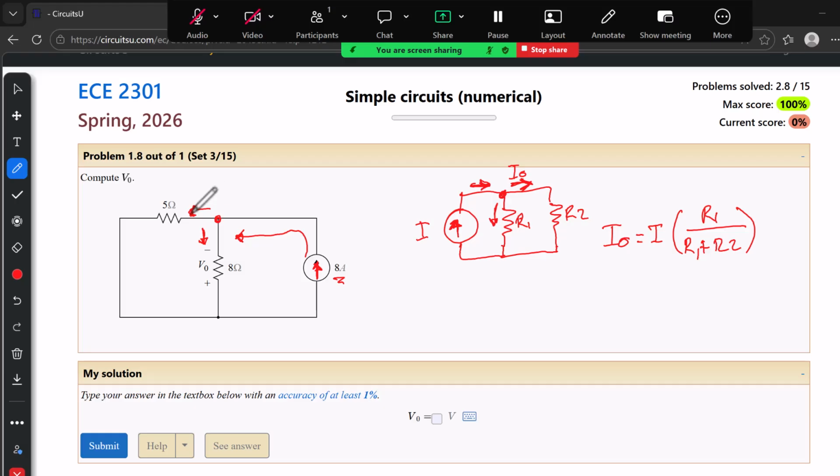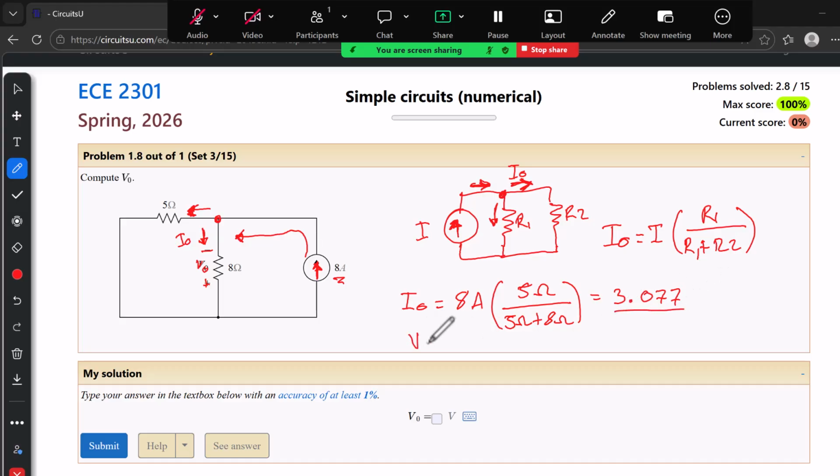How much? Well, now it's time to calculate first the current, then the voltage. We are being asked to find the voltage here, V naught. So I'm going to use the current division formula to find I naught. I naught equals 8 amps times the resistor we don't want, which is 5 ohms, over the sum. So it's going to be 5 over 13 times 8. In this case, we get 3.077, more or less. So this is the current.